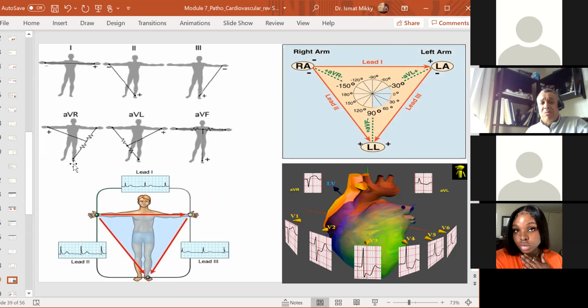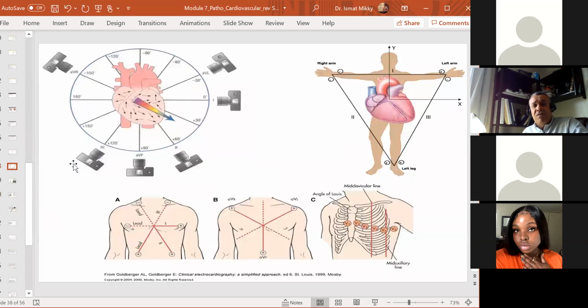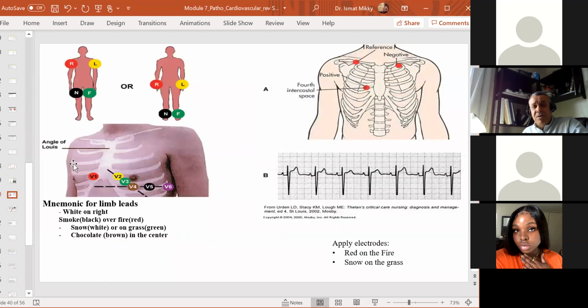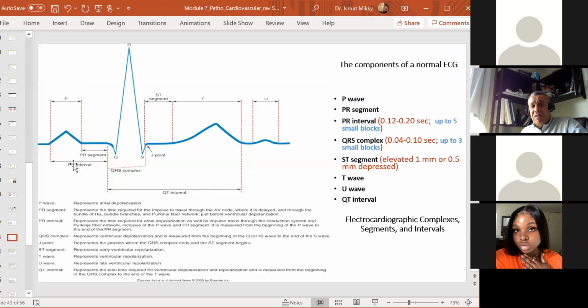So we have chest leads and we have peripheral leads. All of this will be covered in Adult Health 2 and 3 again. So don't get scared of the EKG, all of this will be covered in the med-surg courses. My expectation is that you understand the basic pathophysiology of the EKG or dysrhythmias, and why patients develop dysrhythmias.